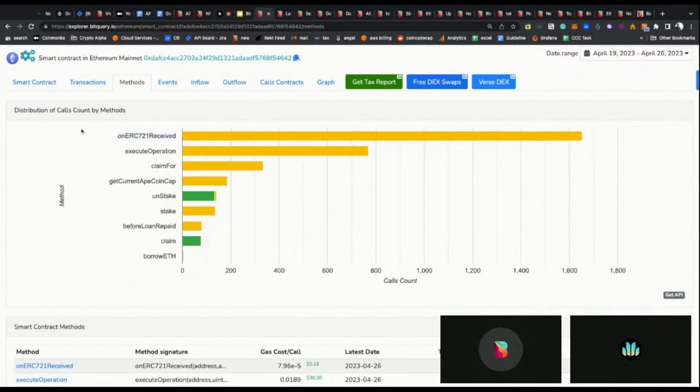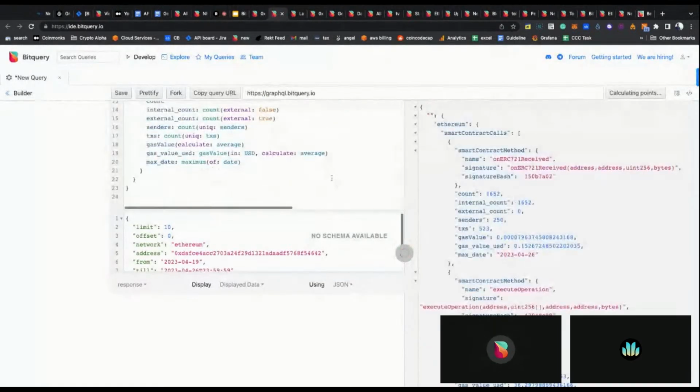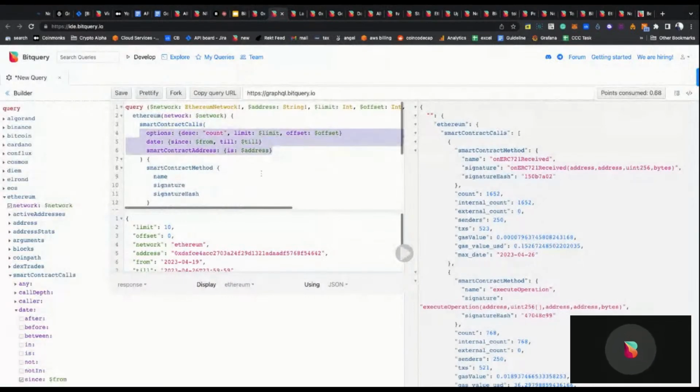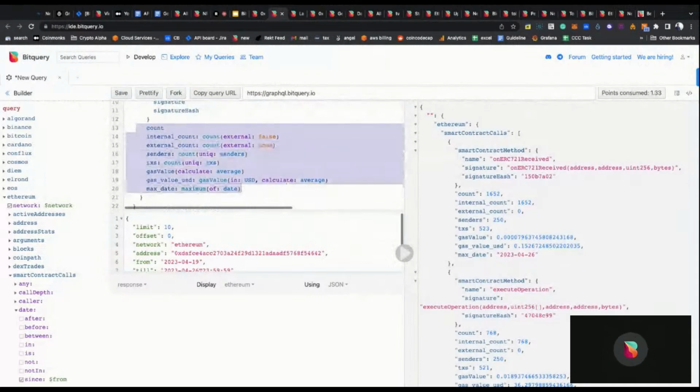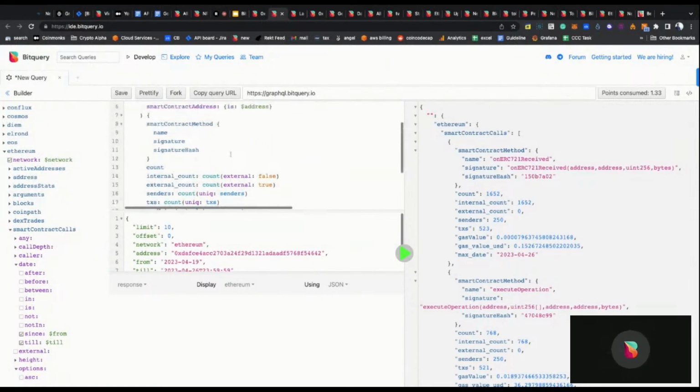I want to see, for example, for this smart contract, the distribution of calls by methods. So I check this Get API, I run this. This is the data. I'm just running a smart contract call API. I added these filters, and I put these metrics, basically these outputs. This becomes easy once you start using this explorer or builder, and we also have autocomplete, so auto suggestions help you a lot to complete the APIs.